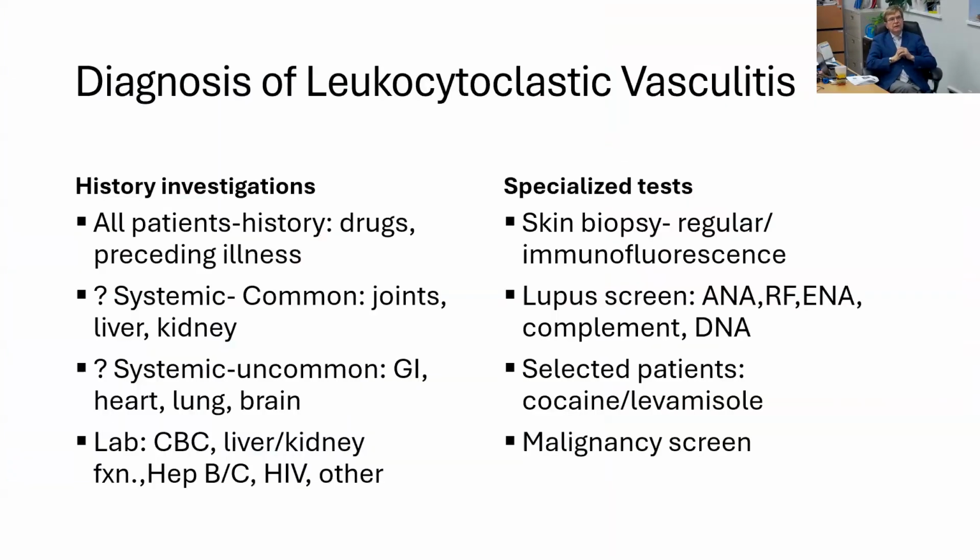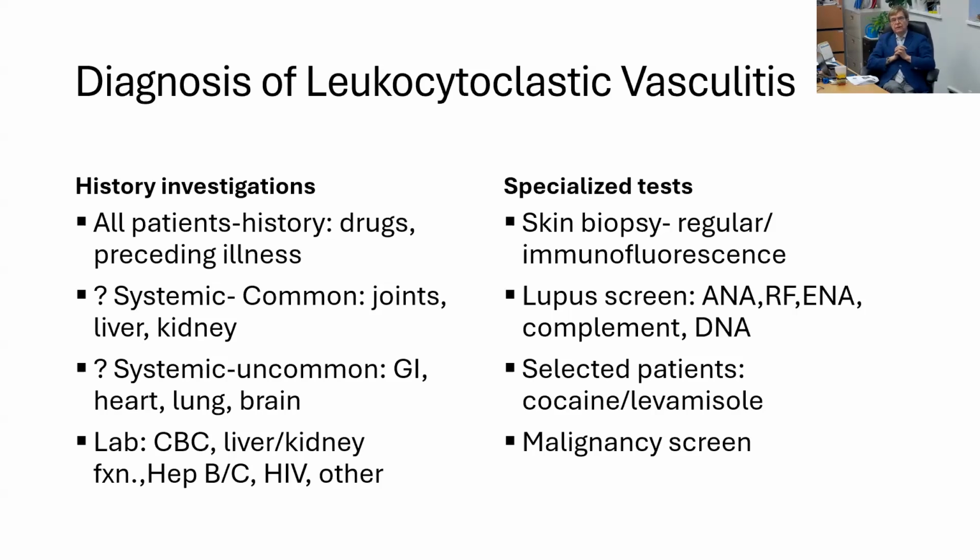Next one. History. All patients, you need to know previous drugs, illness, and we do know commonly that joints, liver, and kidney. Systemic, uncommon is GI, heart, lung, and brain. And we do lab tests, including complete blood count, liver and kidney function, Hep B and C, HIV, and other. Skin biopsy should be for regular histology, immunofluorescence. You want to pick a new lesion, and if you close your eyes and feel it, it should be palpable.